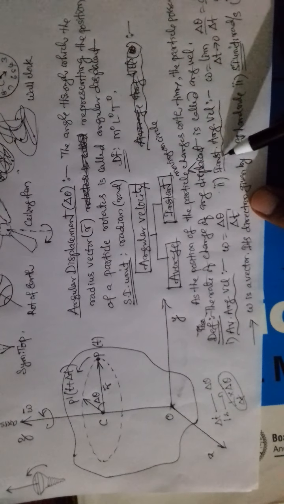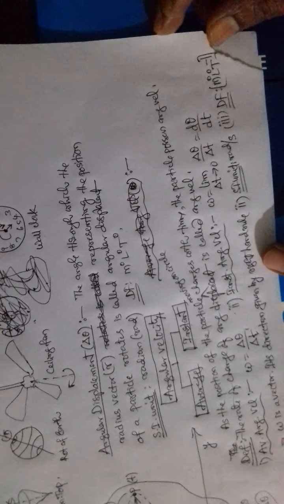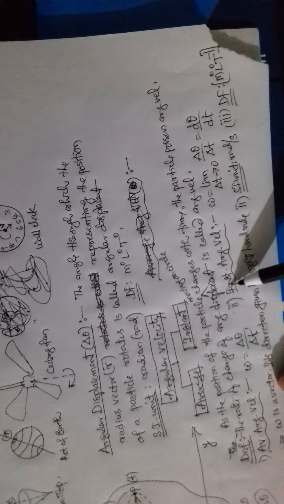Next, instantaneous angular velocity. This is defined like this: limit delta t tends to 0, delta theta by delta t is equal to d theta by dt. So what is the difference between here and here? When finding average angular velocity, you take a certain, finite time interval. But when you are calculating instantaneous angular velocity, the time interval is taken very small. That is the difference here and here.